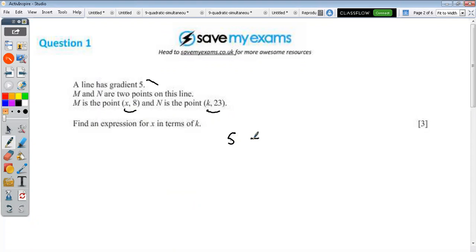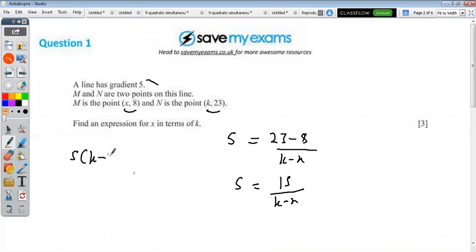So 5 is equal to, how do I find gradient here? 23 minus 8, change in Y, divided by, because I started with 23, I have to start with K minus X. Now what do you get on top? We subtract. What do you get? 15. 15 over K minus X is equal to 5. Cross multiply. So you're saying 5 brackets K minus X is equal to 15.